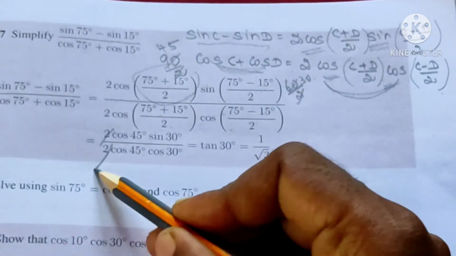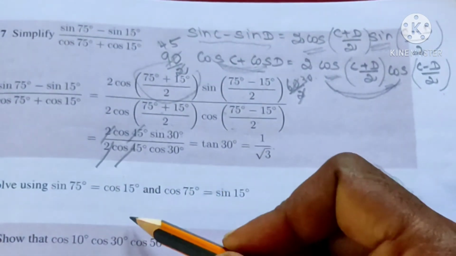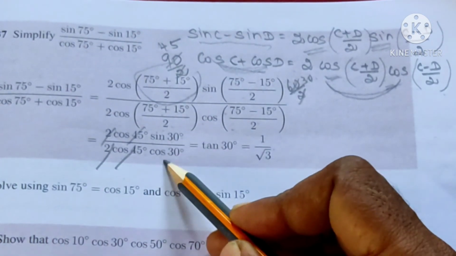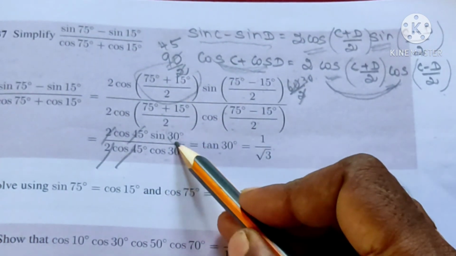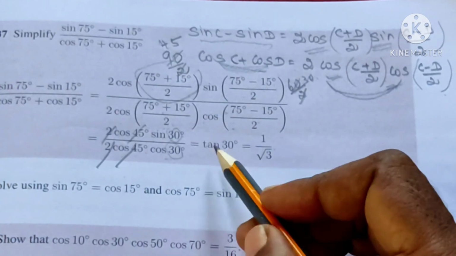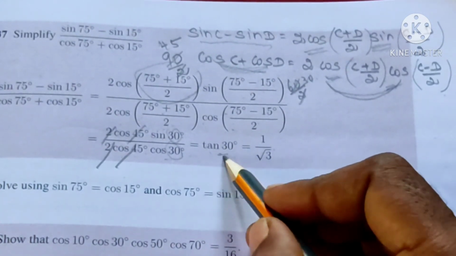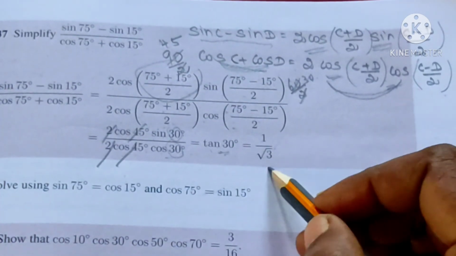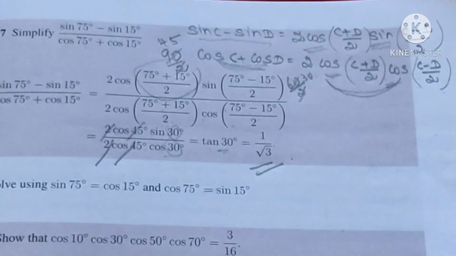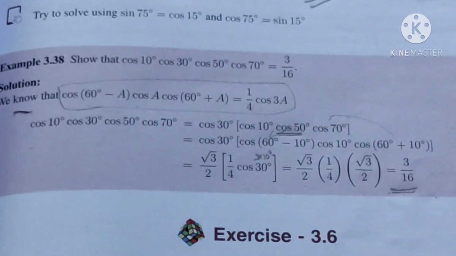Here 2 and 2 cancelled. Cos 45 degree cancelled. Sin theta by cos theta is tan theta, so write theta as 30 degree. So tan 30 degree. Tan 30 degree value from the table is 1 by root 3. This is the answer. Last question.